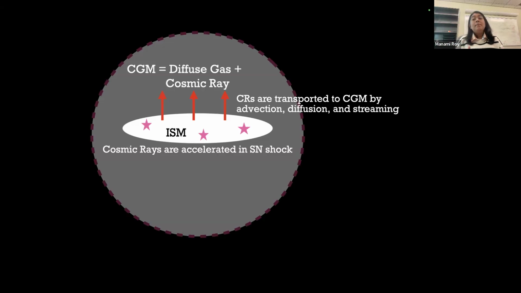They can stream along the magnetic field, they can diffuse out of the galactic disk, and they can even be lifted to the CGM by advection by the galactic outflow. So there are these different kinds of transport you can consider for cosmic rays to be transported from the interstellar medium, or the galactic disk, to the CGM.